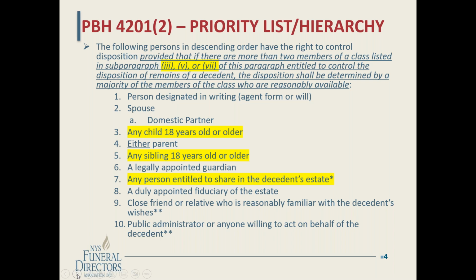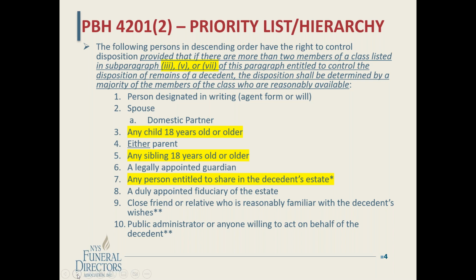Next would be a legally appointed guardian. Next would be any person entitled to share in the decedent's estate. I will get into some more details on that in just a second. Then a duly appointed fiduciary of estate. Then a close friend or relative who's reasonably familiar with the decedent's wishes. And then finally, the public administrator or anyone willing to act on behalf of the decedent.